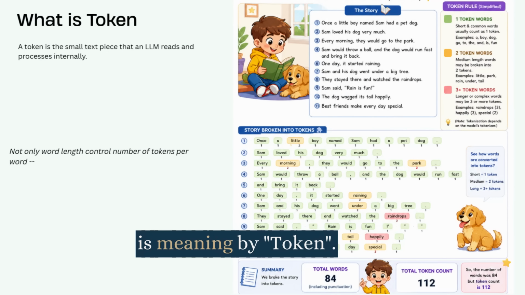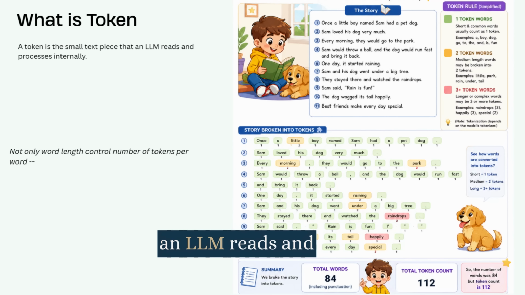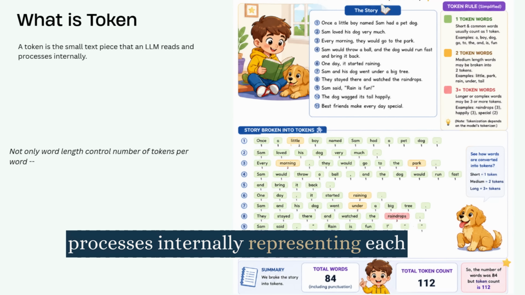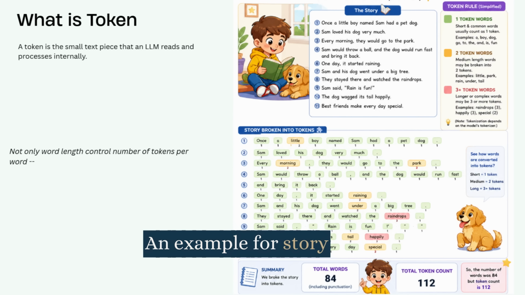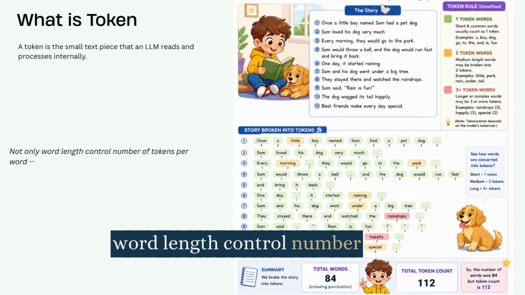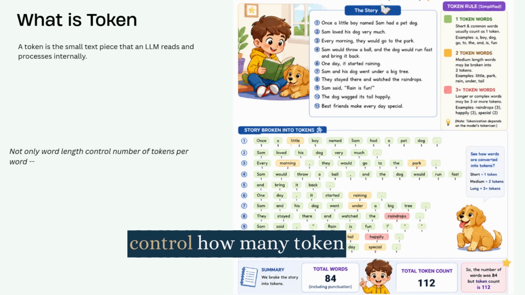Here we'll understand what is meant by token. A token is a small text piece that an LLM reads and processes internally, representing each word. For example, take a story and give a number to its sentences, and for every sentence we show tokens per word. But take care: not only word length controls the number of tokens per word, there are also other factors that we will show in the next scene.